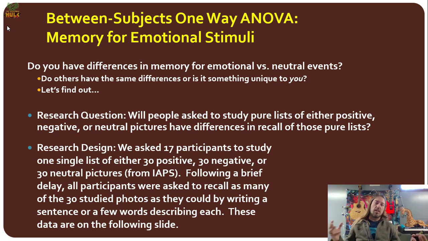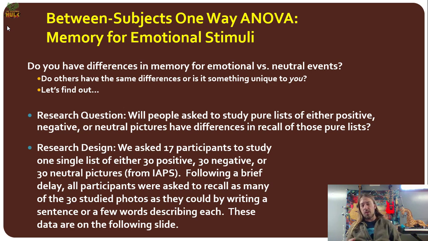So we start with a general idea about behavior we observe or notice ourselves. We ask whether others experience it. We find a way of operationally defining that in the context of an experiment. If we show people positive, negative, or neutral pictures rather than submit them to positive, negative, and neutral experiences, that's unethical. Will they have differences in memory for those particular lists of pictures?